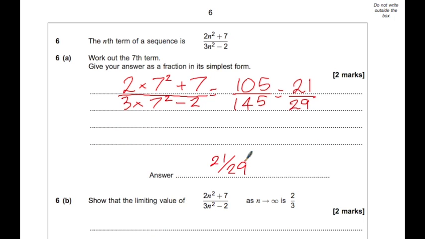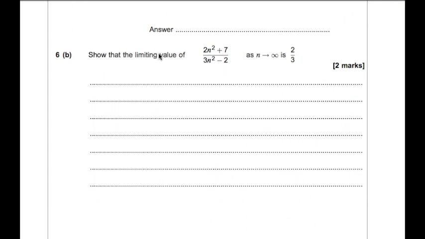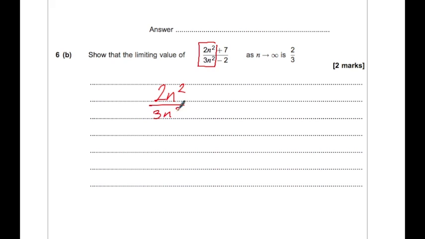Right, show that the limiting value of this nth term is 2/3. So I think that it doesn't just say state the limiting value. We need to somehow show this. So if we look at it, we can see as n becomes very large, the only significant terms are going to be 2n squared over 3n squared. So the n squareds would cancel out and we just have 2/3. But it's important we note this properly in the exam.